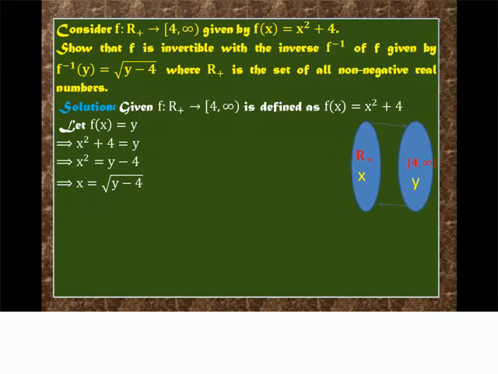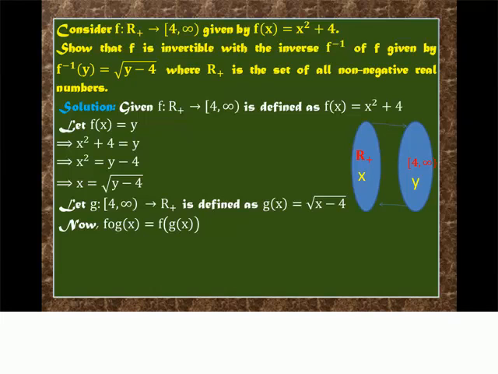And let us define g from the closed open interval [4, infinity) to R plus as g of x is equal to root of x minus 4. So what we do here is we consider the composition of functions, prove the composition of functions to be the identity, and then from that we can conclude that when the composition becomes identity from both sides, there exists a function g which is the inverse of f.